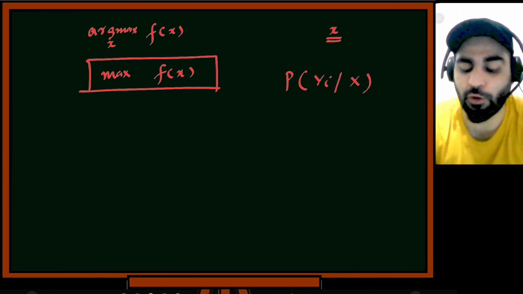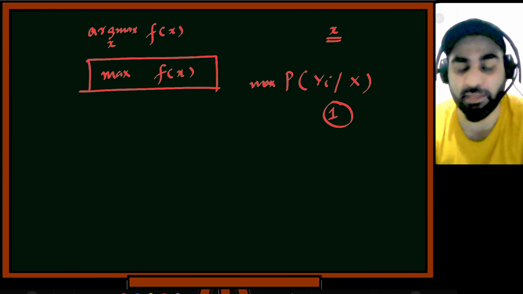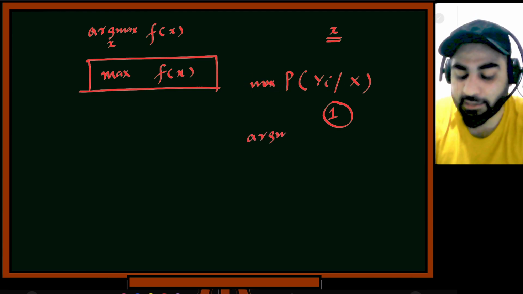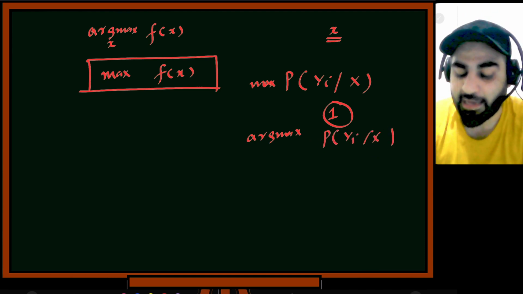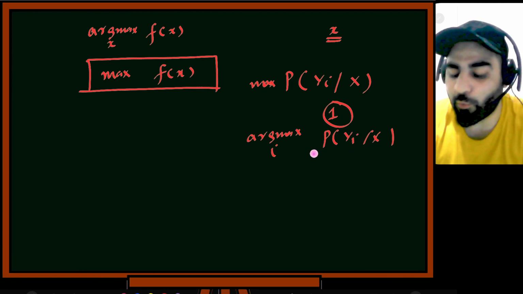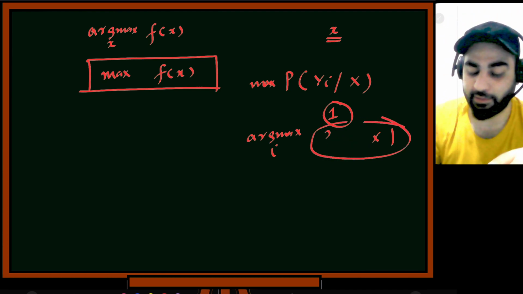So what is the maximum value of this? The maximum value can be 1. If I write maximum of this, the maximum value of this probability can be 1. But if I write argmax of probability of yi given x, basically I am saying which yi makes this value maximum. That's the difference between argmax and argmin. I hope that you understood this.